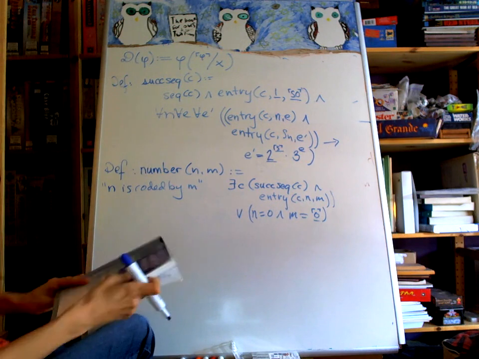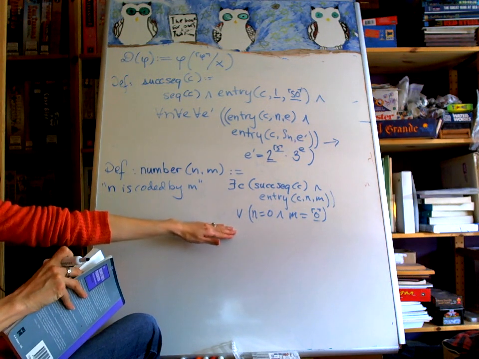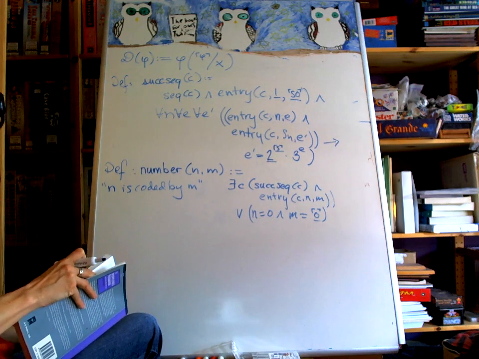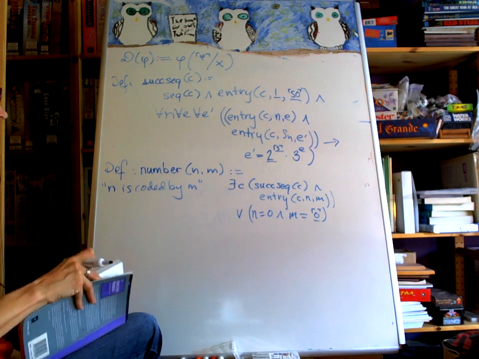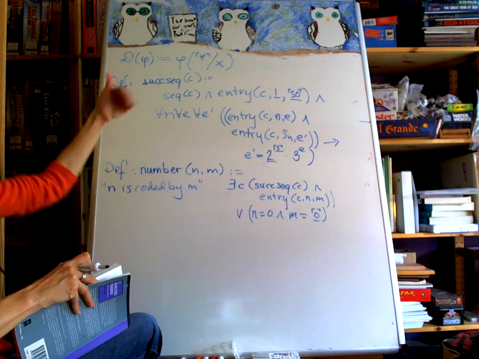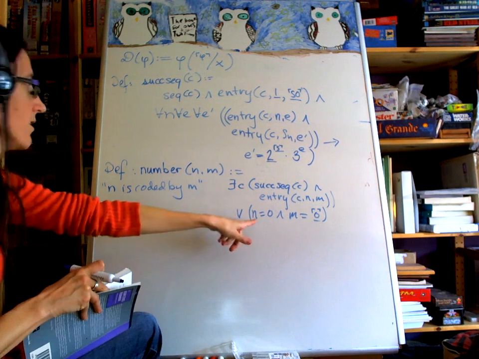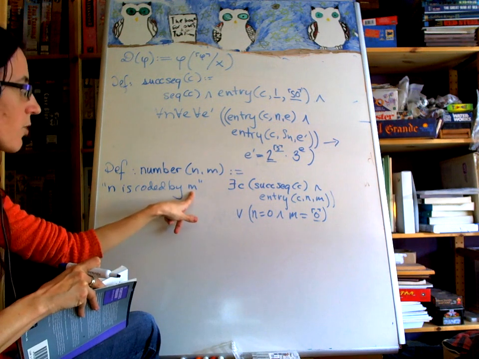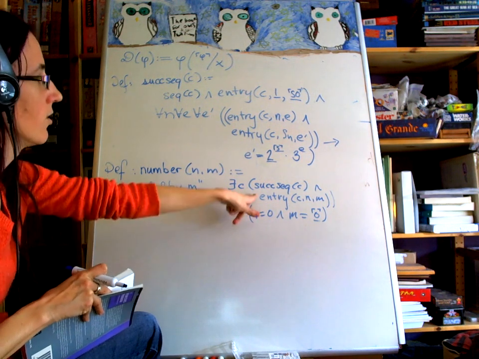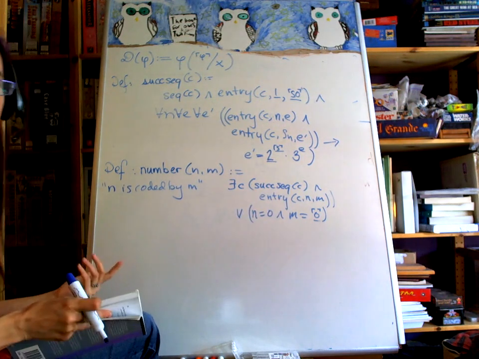So, every number is either 0 or a successor. This is something that we would have proven some weeks back if we hadn't been on strike. But then we can turn this into an actual property that's expressed in terms of other numbers by saying, well, either n is 0 and it is coded by its code, or we have something that codes a successor sequence that has the appropriate entry in it.